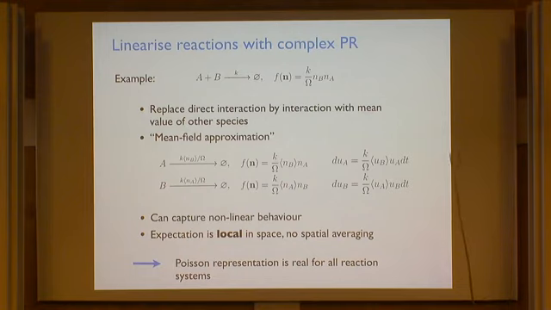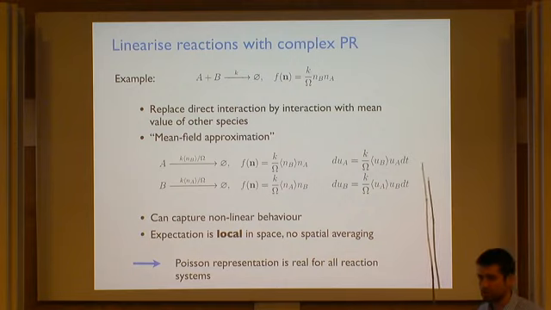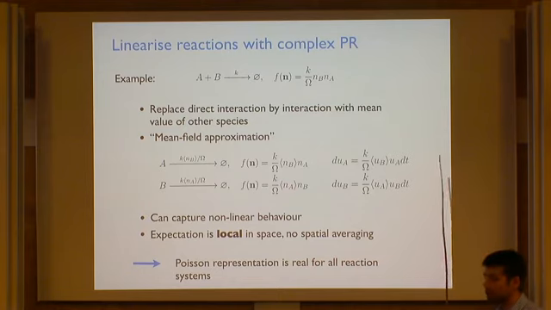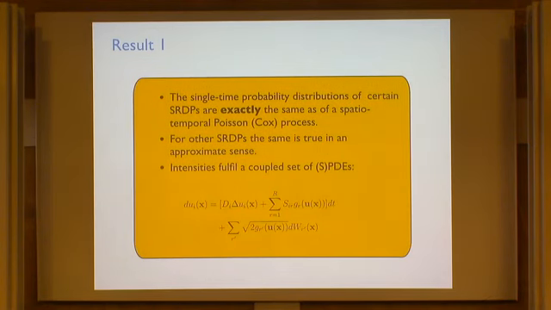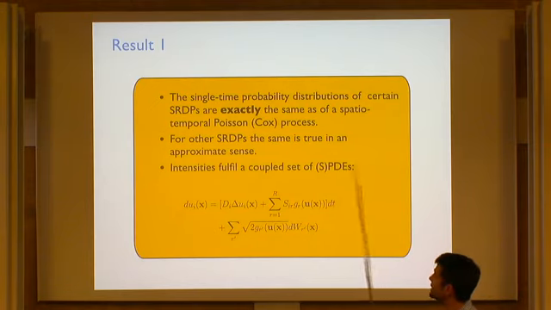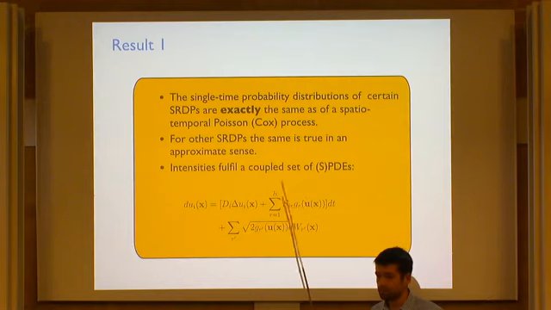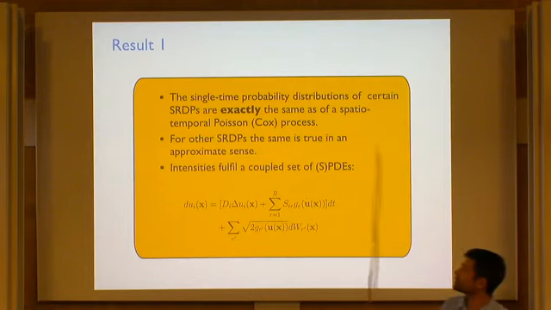Okay, and we do similar for all other reactions that lead to complex valued Poisson representations. And then we do the same thing as before. We use those on the reaction-diffusion master equation, take the continuum limit, and look at what happens with the probability distribution. And by doing so, we get directly our first result, that the single-time probability distributions of certain stochastic reaction-diffusion processes are exactly the same as those of spatial Poisson or Cox processes.